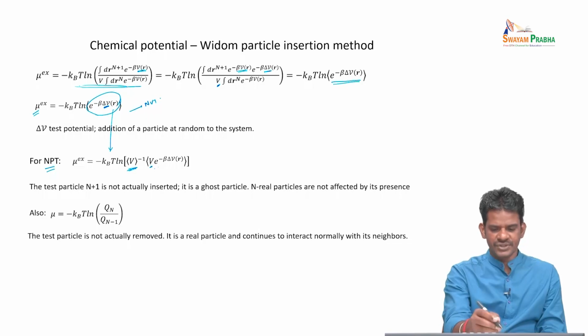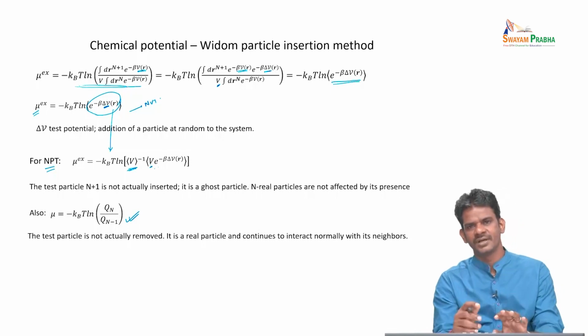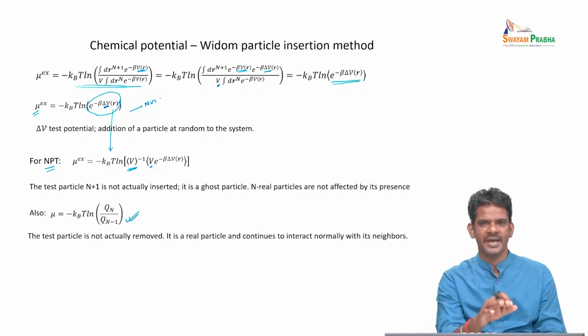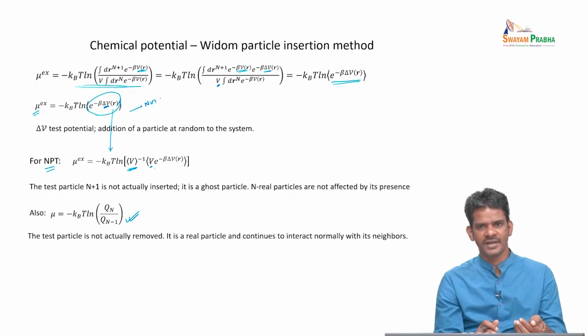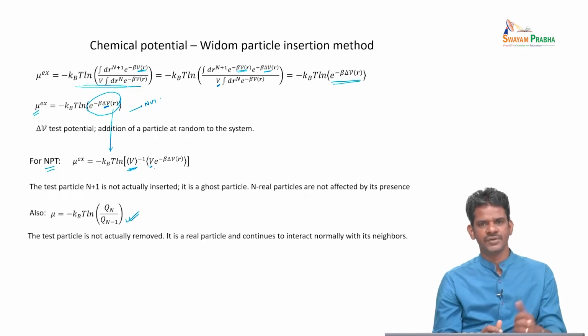You can also do the same analysis by going from N to N minus 1 system. That means you have a system of N particles, try to remove a particle and see how much energy change has happened, and then you put it back. So, either way it is possible: either you can add a particle and test, or you can remove a particle and test what the change in energy is, and do an ensemble average of that change in energy. That should give you the excess chemical potential, whereas the ideal part we already know analytically.